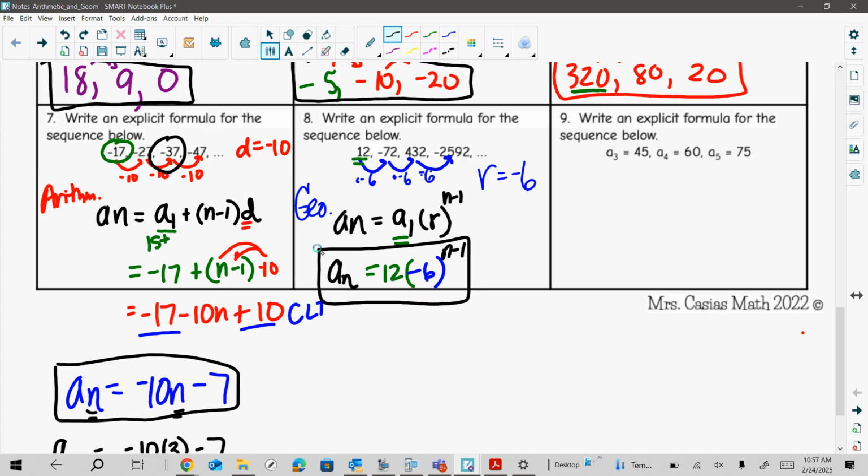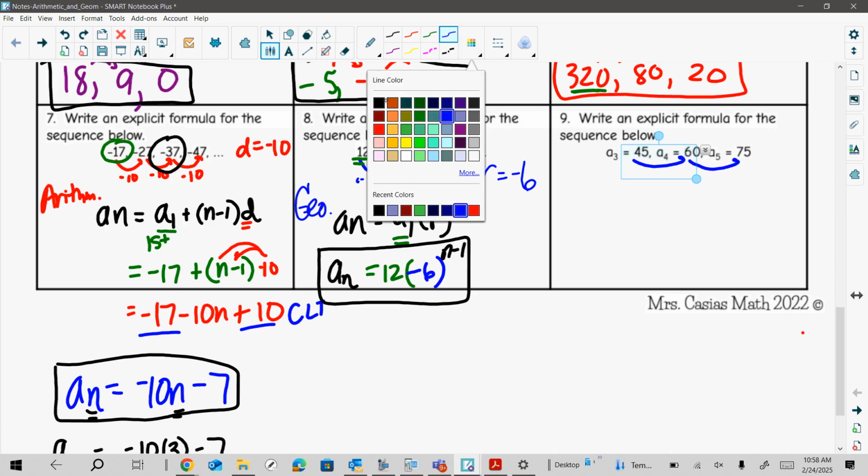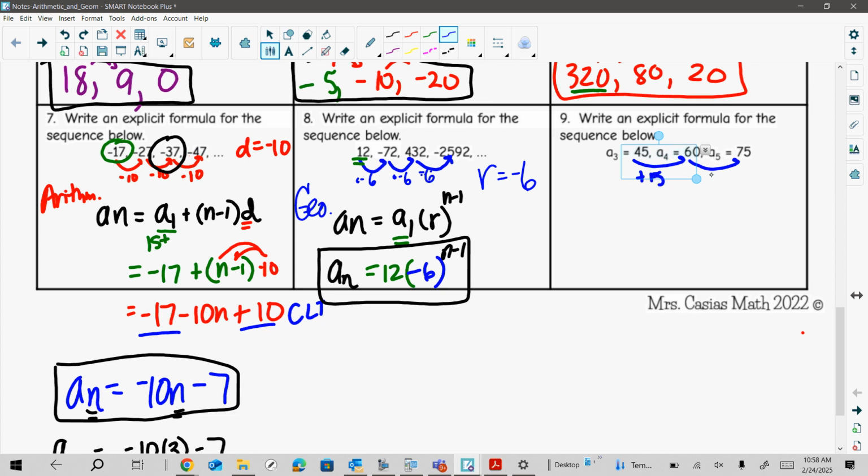Okay. Now, first determine the type of sequence it is. We got a sub 3, the third term, is 40, the fourth term is 60, and then the fifth term is 75. First find the pattern. Plus 15. Very good. Because it's plus 15 every time, this is arithmetic, meaning our d, our common difference, is plus 15.